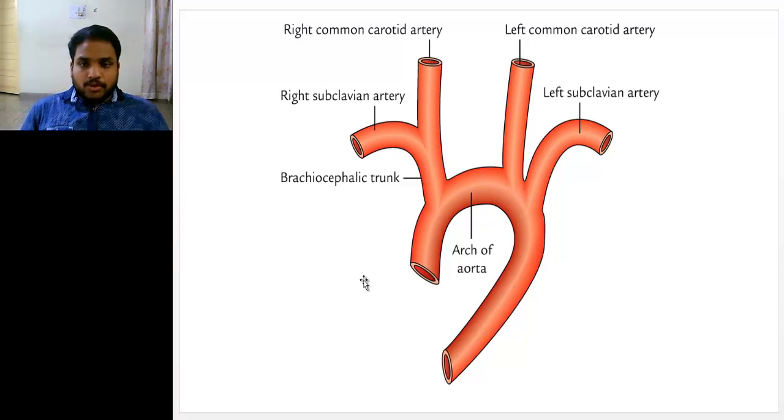Now you can see in this diagram you have the arch of aorta, you have the brachiocephalic trunk that is dividing into the right subclavian artery and the right common carotid artery, then the left common carotid artery that is directly coming from the arch, and you also have the left subclavian artery. So the anterior circulation consists of the internal carotid arteries. So that is the carotid circulation. Anterior circulation, we also call it the carotid circulation.